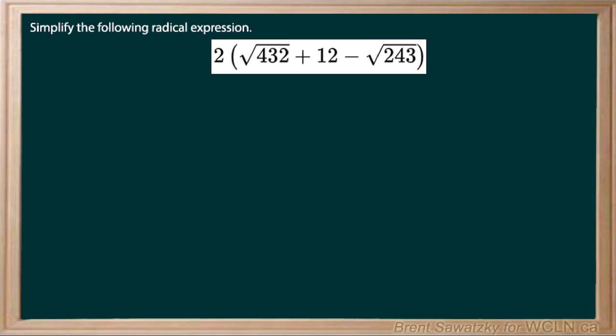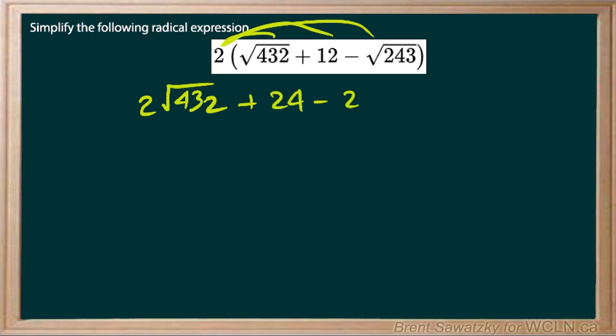Okay, so for this one, dealing with some bigger numbers, but let's just do it step by step. We'll distribute that 2 in here, and so plus 24 minus 2 root 243. And at this point, we'll just look at each of these terms individually and break them down as much as we can. And in the end, we'll see if we do have any like terms.